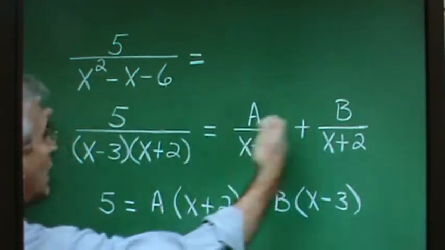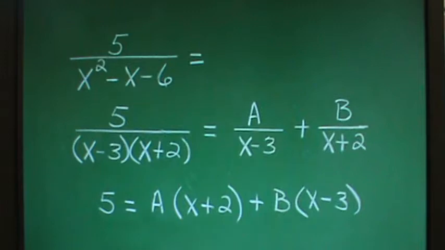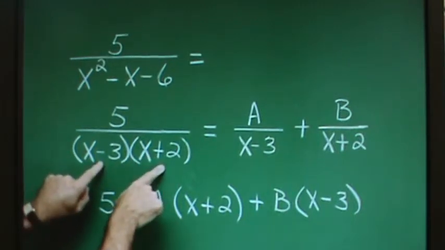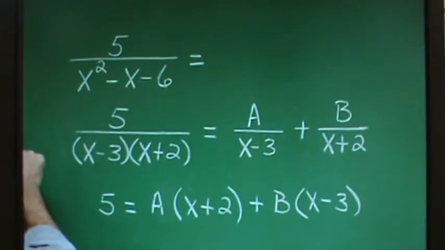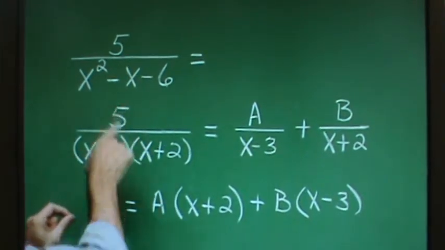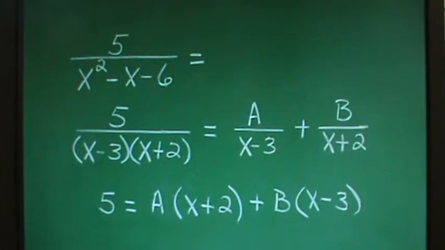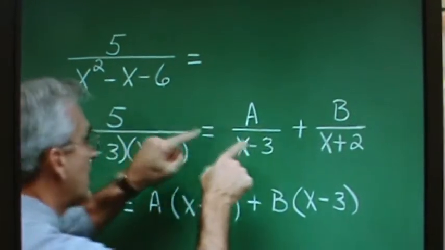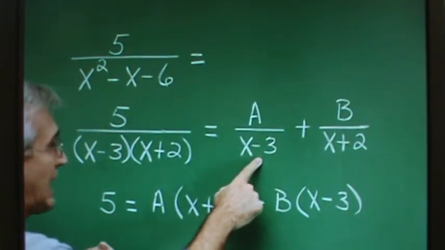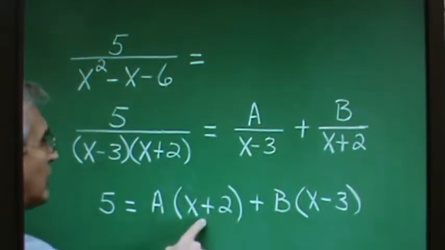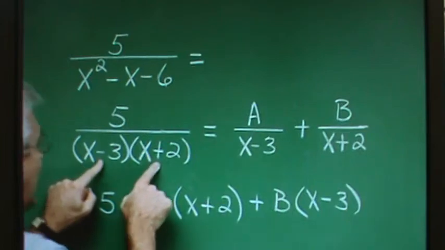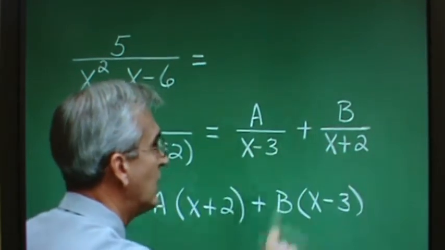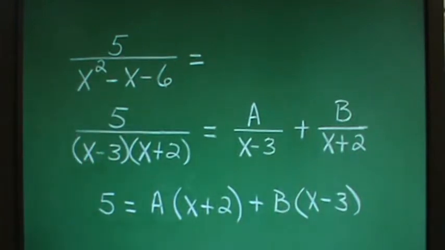Now, let's clear the fractions here by multiplying through by a common denominator. The common denominator would be the product of these two factors, and when we multiply these two factors in this term, we get simply 5 after the cancellation clears these factors. When we multiply x minus 3 times x plus 2 times this fraction, the x minus 3's cancel, and we have a times x plus 2. When we multiply x minus 3 times x plus 2 times this fraction, the x plus 2's cancel, so we have b times x minus 3.